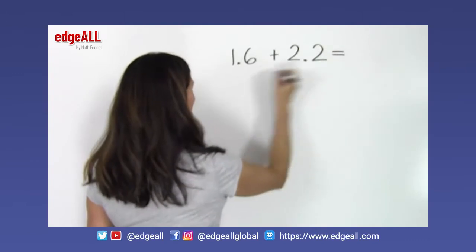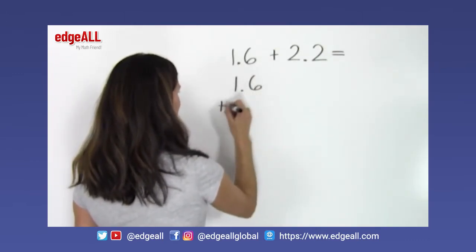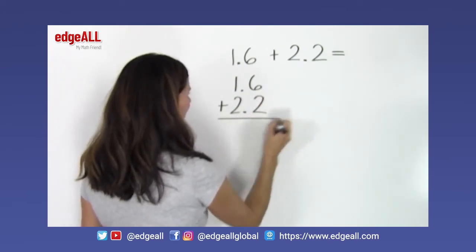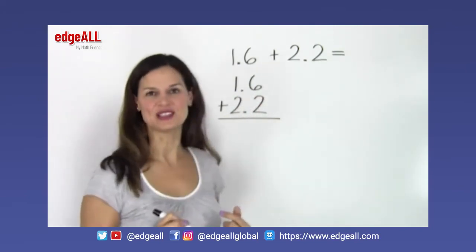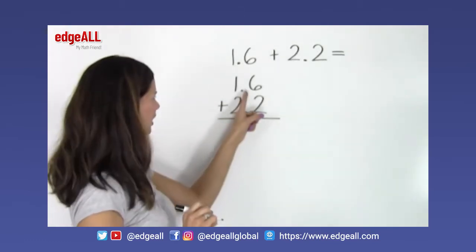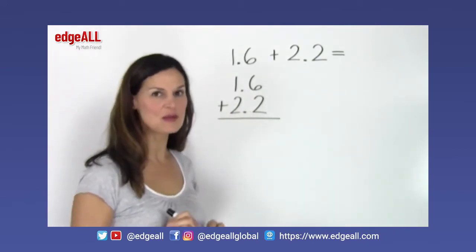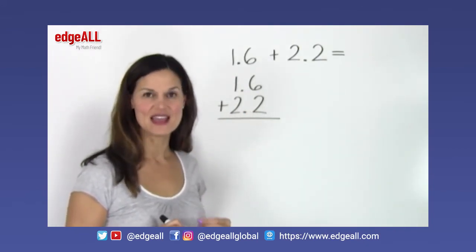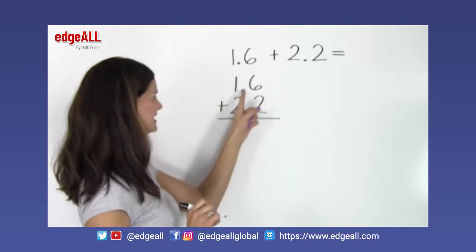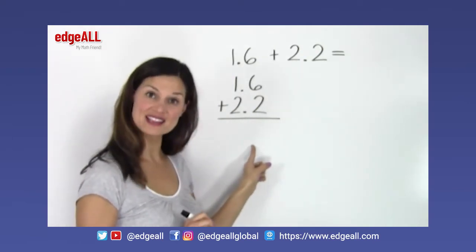So I'm going to rewrite this as 1.6 plus 2.2. And then we add them very similarly to how we add whole numbers. But we want to make sure that our decimals are lined up. It's very, very important when you're adding decimals that you always line up your decimal point. This is going to tell us then where the decimal point will go in our answer.